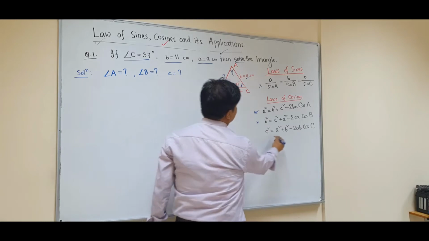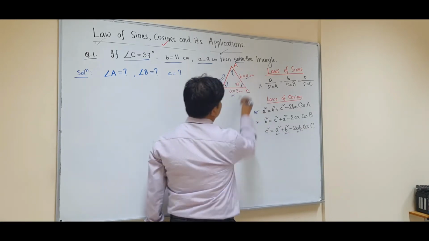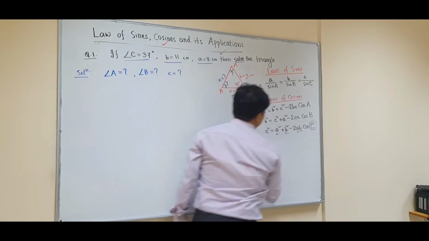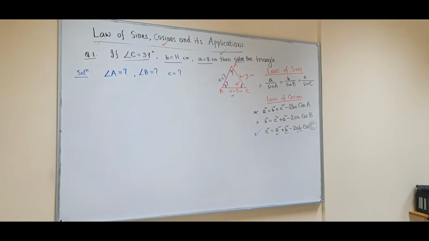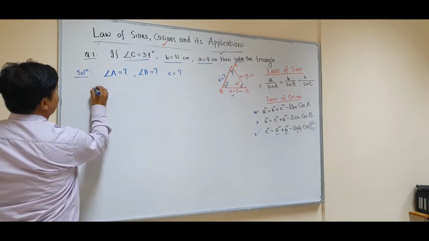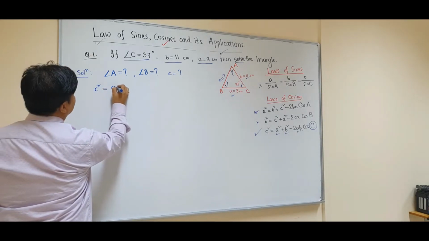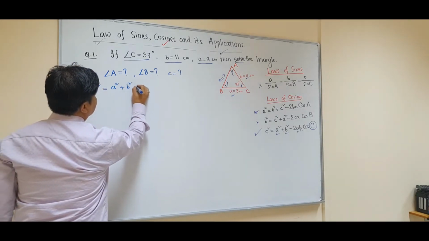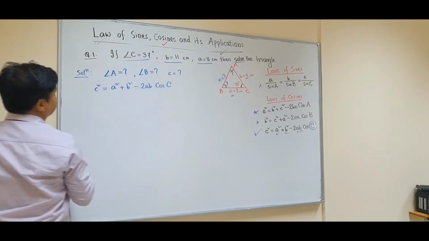Look at the third one, AB. This AB is given, and also angle C is given. So clearly, this last cosine law will be applied. So using that, we will find, C square is equal to A square plus B square minus 2AB cos C.